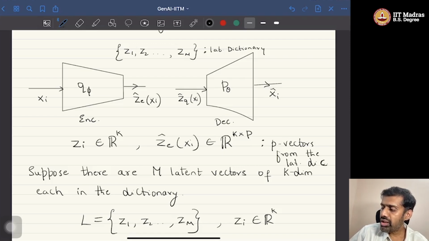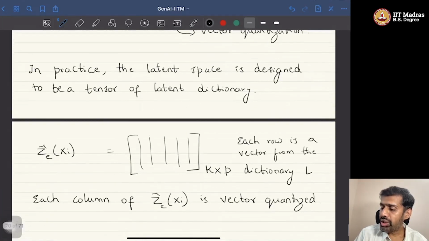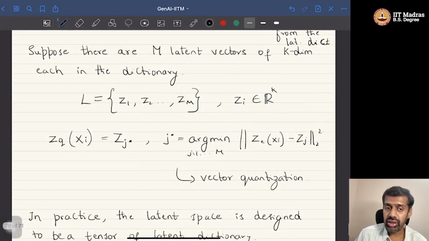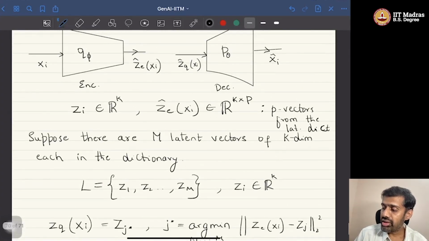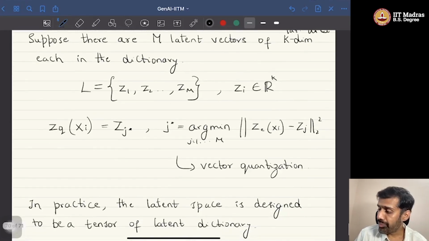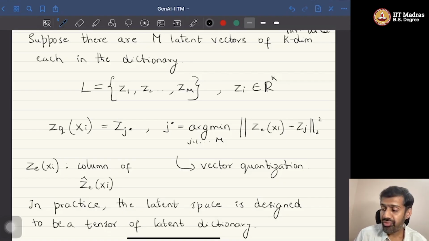Now p here is a hyperparameter depending upon what the application is. Then what we do is each column of this Z cap E of xi, which is a column of the matrix, is quantized. So every column is quantized. That is how it's done in practice.